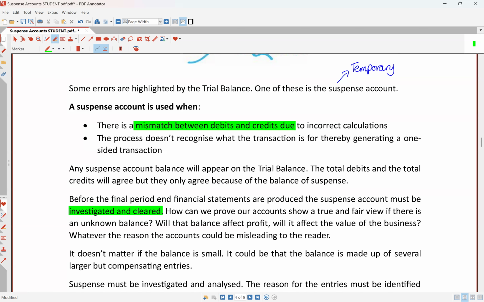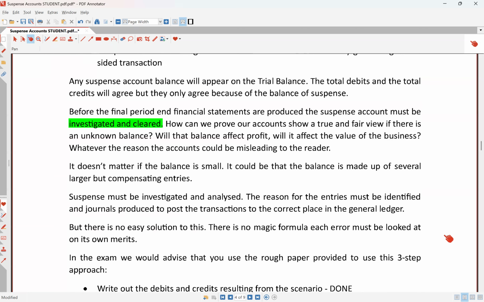Now, it doesn't matter how big or small the balance is, we need to make sure that we actually investigate it, because you could end up with a small balance in suspense that's as a result of a number of different transactions. So we must investigate it, we must analyse it. And we've got to make sure that once we've done that, we can then correct it in the statements as well. Now, this is the bit that tends to be uneasy with students a bit.